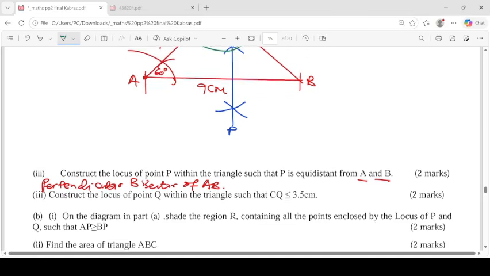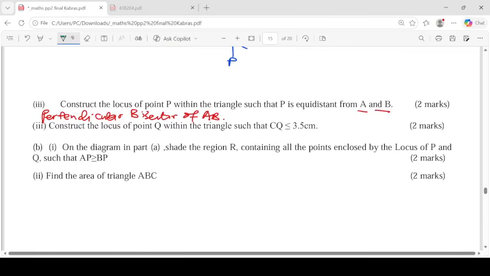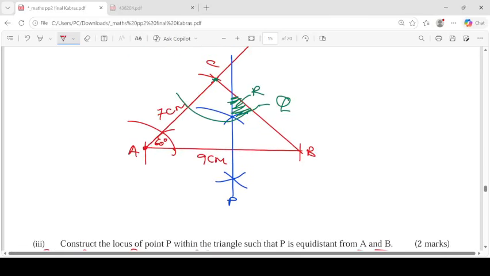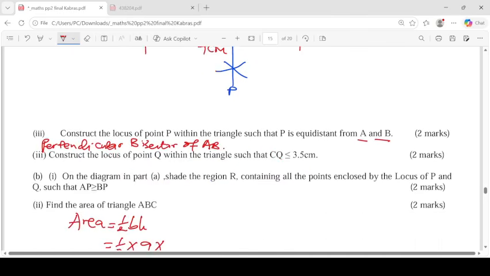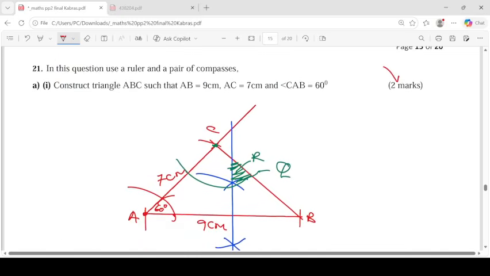Find the area of triangle ABC. Now you need to get the area of the triangle ABC. How do you get area? Let us see. Area is given by a half times base times height. So this is a half times the base AB, which is 9, times the height. How do you get this height? In fact, not a must. They want ABC. I can even use the formula because I am not sure of this height.